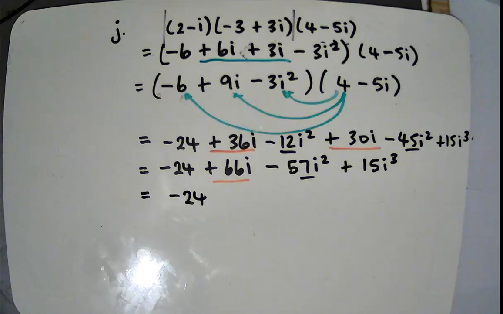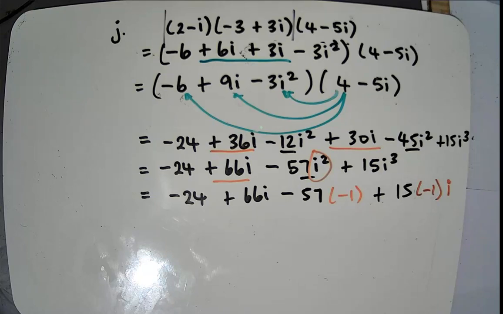and then we have our one with the cube at the end. So our first one is minus 24, which is by itself, and then we have 66i, right? And now we have minus 57i squared. Now remember, wherever we see I squared, we substitute minus 1. Now we have 15i cubed. Remember what we learned earlier, that we have to break that i cubed into i squared times i.